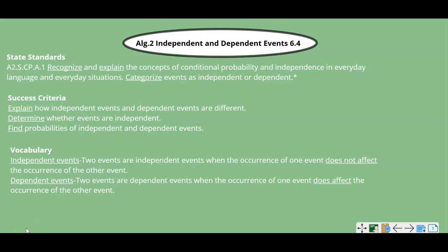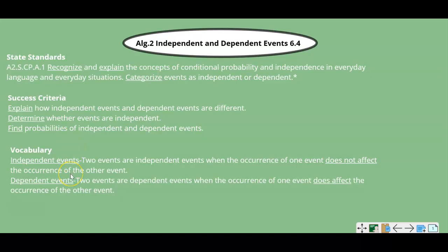Independent and dependent events. State standards are listed first, then you have your success criteria. Explain how independent events and dependent events are different. Determine whether events are independent, and find probabilities of independent and dependent events.